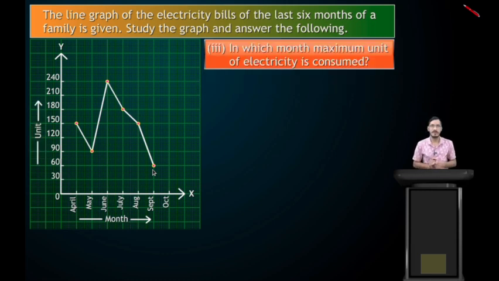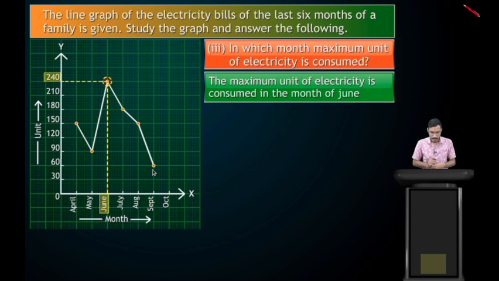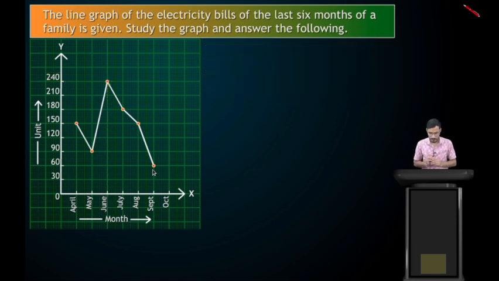Now the third question: in which month is the maximum unit of electricity consumed? You can see the graph. Tell me the answer. Yes, 240 units, and the month is June. So in June the consumption is 240 units. The maximum unit of electricity is consumed in the month of June.